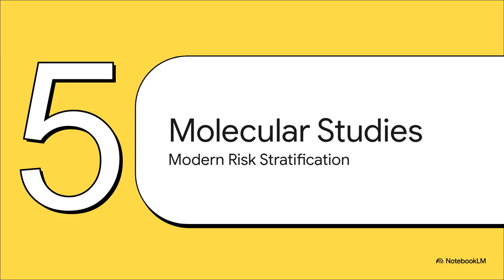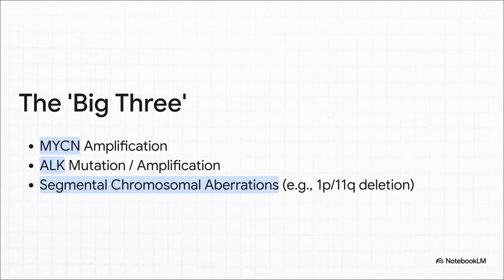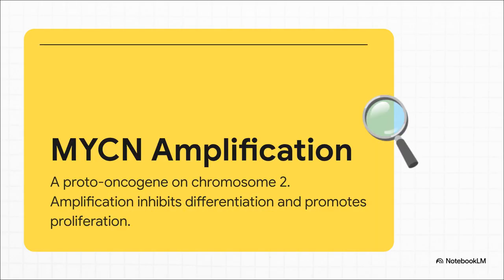Look, histology tells us a massive part of the story, but it's not the whole story anymore. In the modern era, molecular genetics gives us this other absolutely essential layer of information for figuring out a patient's risk. Now, there are a bunch of molecular tests out there, but you can really think of a big 3 that are critical for risk grouping. The undisputed heavyweight champion is MYCN amplification. Then we also look for ALK mutations or amplifications, and some specific big chunk chromosomal changes like deletions on chromosome 1p or 11q.